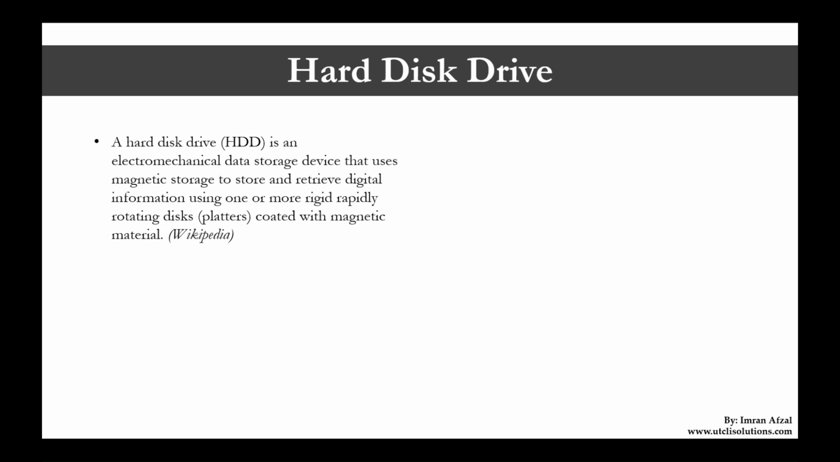In this video, we are going to cover another important computer hardware, and that is the hard disk drive. Now, I got this definition from Wikipedia, and it's very easy and self-explanatory. It says a hard disk drive, or HDD, is an electromechanical data storage device that uses magnetic storage to store and retrieve digital information using one or more rigid, rapidly rotating disks, also called platters, coated with magnetic material.